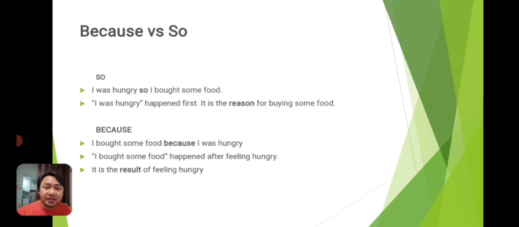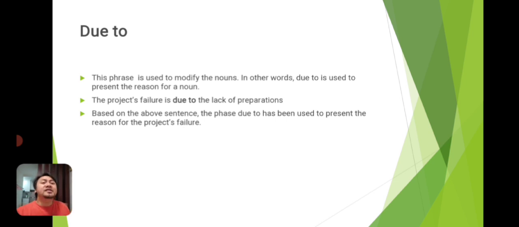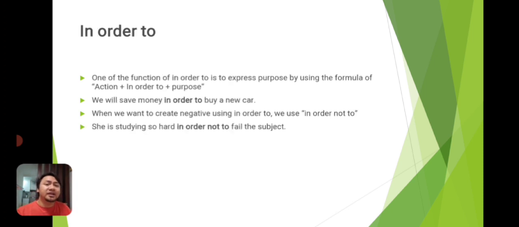But when we talk about because, it is the other way around. I bought some food because I was hungry. So I bought some food happened after feeling hungry, and it is the result of feeling hungry. Due to, this phrase is used to modify nouns. In other words, due to is used to present the reason for a noun. The project's failure is due to the lack of preparations. In that statement, the phrase due to has been used to present the reason for the project's failure.